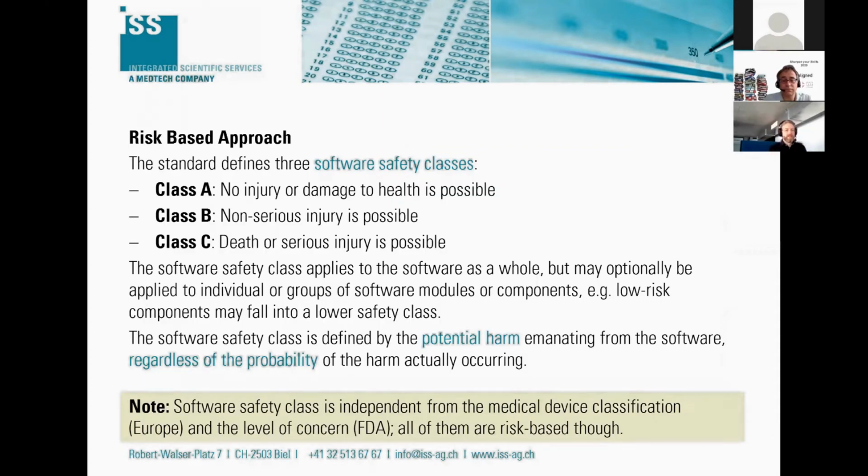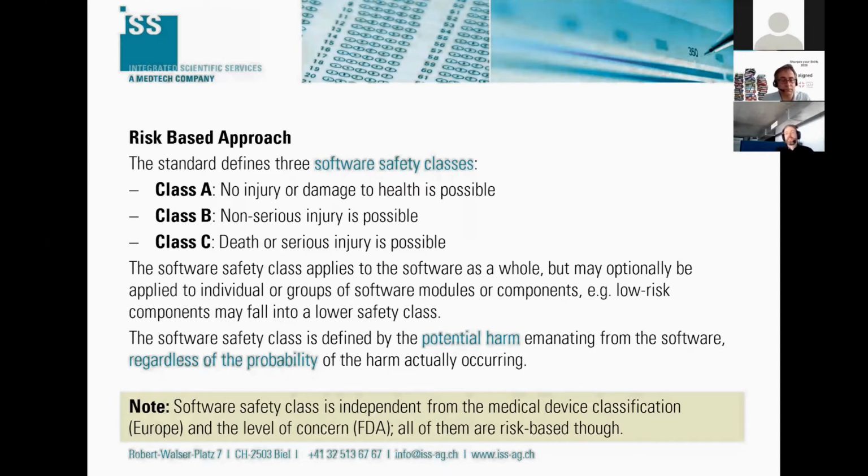As mentioned before, there's a high focus on risk, and the standard revolves around a risk-based approach to its activities. For this, the standard defines 3 software safety classes, A, B, and C, where a software safety class of A means the software can cause no injury or damage to the health of a person, be it the patient or the operator or anyone else. Class B would be for non-serious injuries that could be caused by the software, and Class C for death and maiming of the patient or operator by the software.